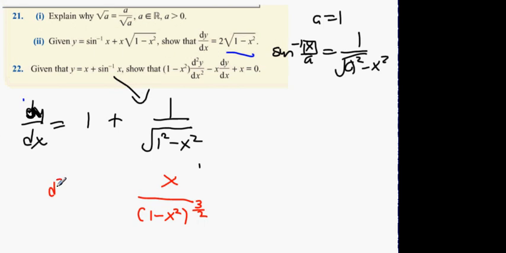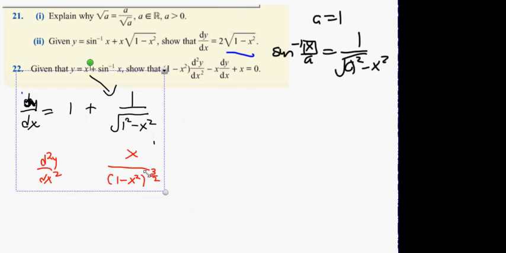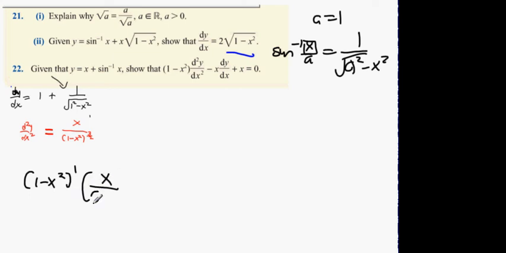Now that I have this done, what's going to happen next is the following. We're just going to group them together, move them across, and then put them into the formula here. So what I have to do here is 1 minus x squared, and I'm going to put the power of 1 there because I might need it in a second. Multiply by the second derivative, which is x over 1 minus x squared to the power of 3 over 2.